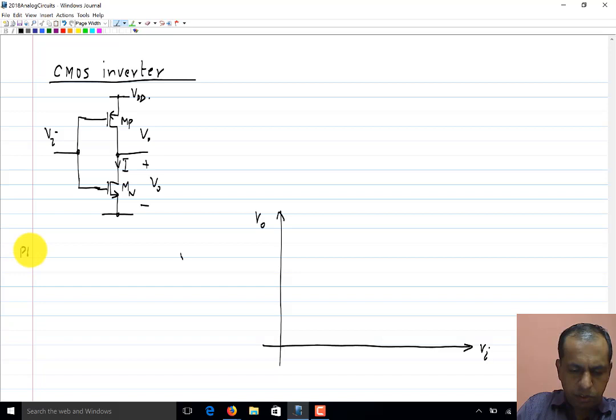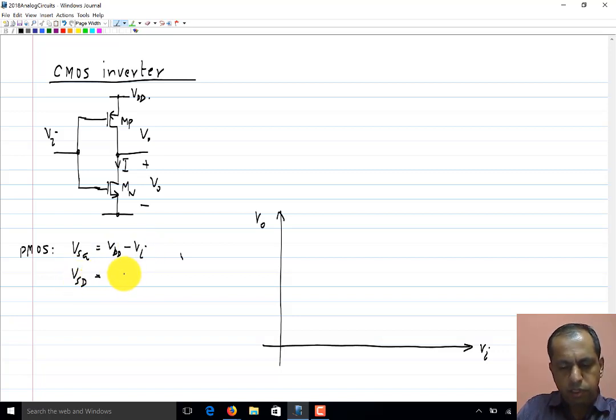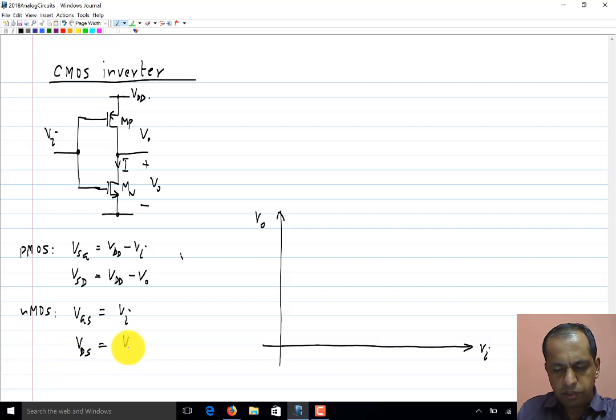Now, for the PMOS, the source gate voltage is VDD minus Vi, and the source drain voltage is VDD minus Vo. And for the NMOS, the gate source voltage is the input voltage Vi, and the drain source voltage is Vo.